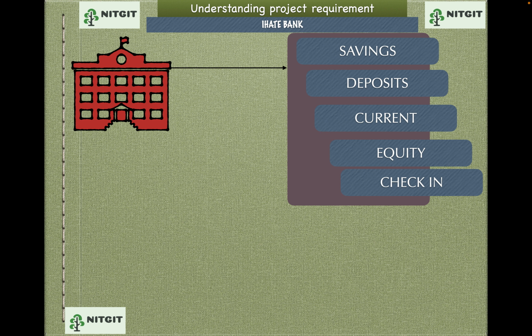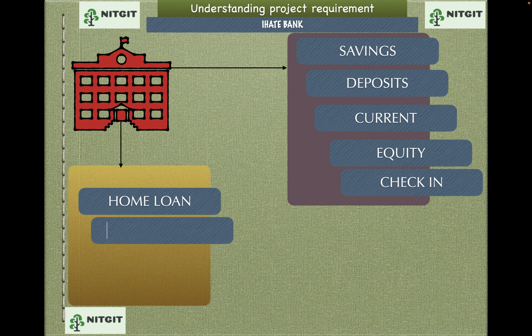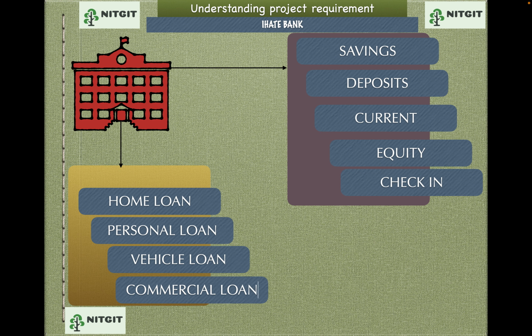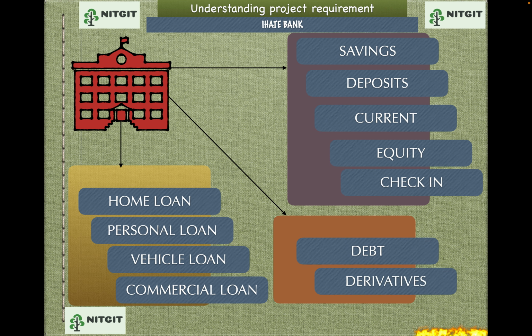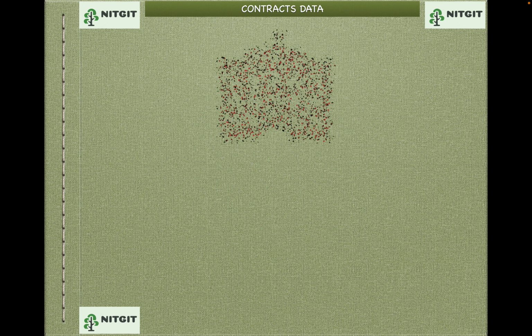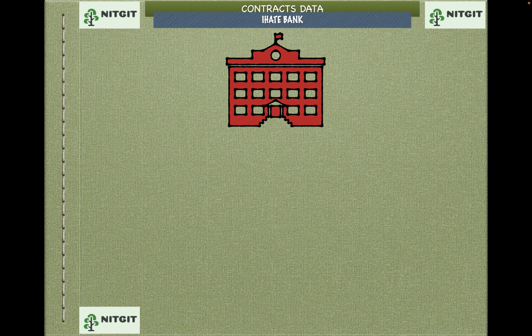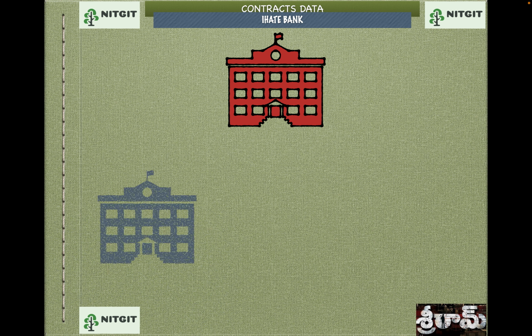It also deals with my Jaffa Bank, I Hate Bank accounts, savings, deposits, current equity data, and check-in data. This bank also deals with loans: home loan, personal loan, and vehicle loans, and also commercial and corporate loans, which is also in business with contracts, debt, and derivatives. I have a greedy board of directors who always think that they must double the money every year.